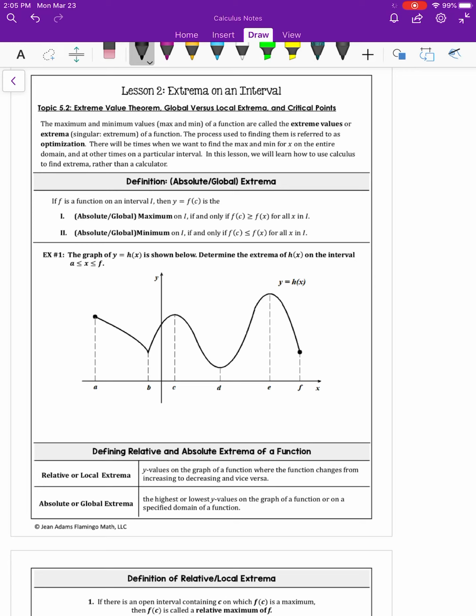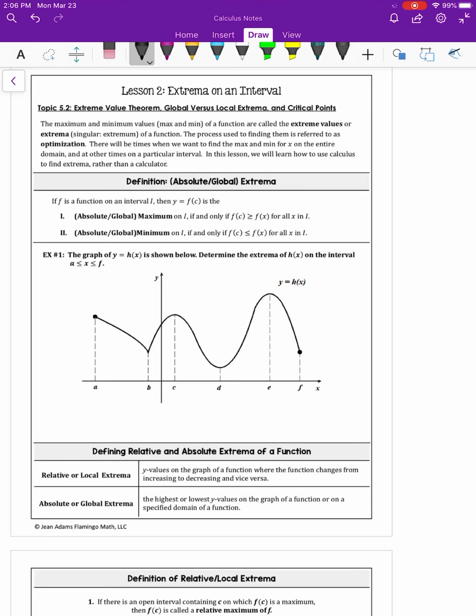We've got the definition of absolute or global extrema. If f is a function on an interval I, then y equals f of c is the absolute maximum on I if and only if f of c is bigger than all of the other y values, right? All of the other f of x's in that interval. And it's a global or absolute minimum on I if that y value at c is less than or equal to all of the other y values on the interval.